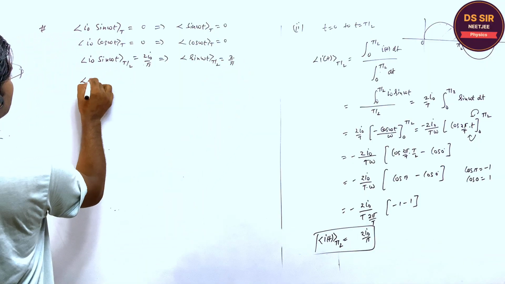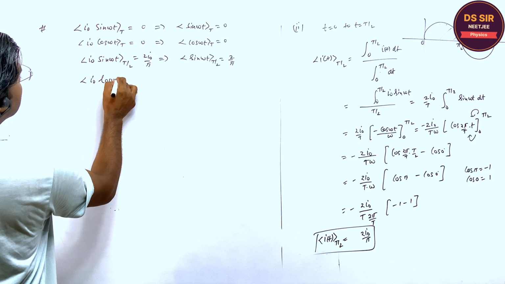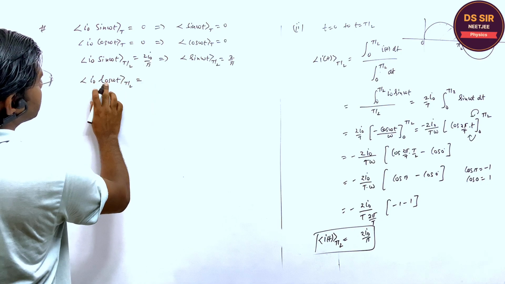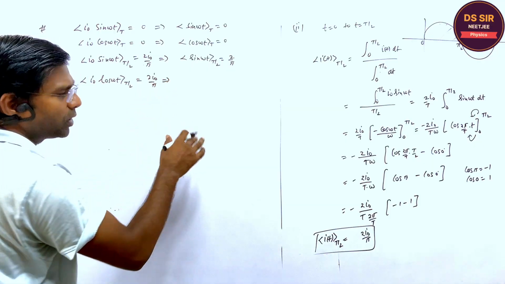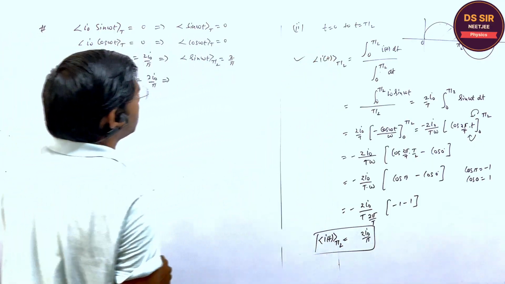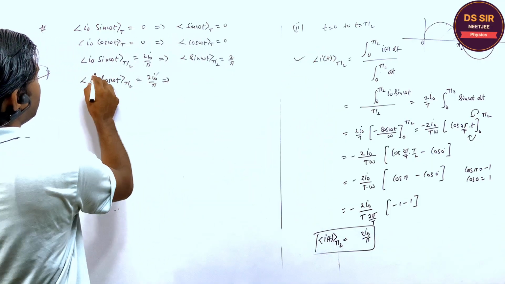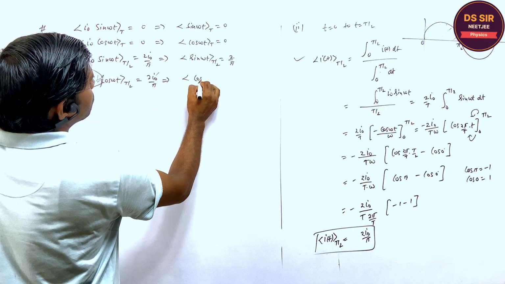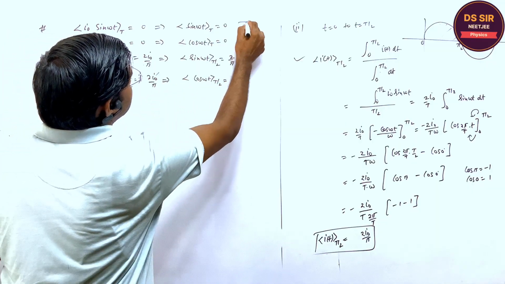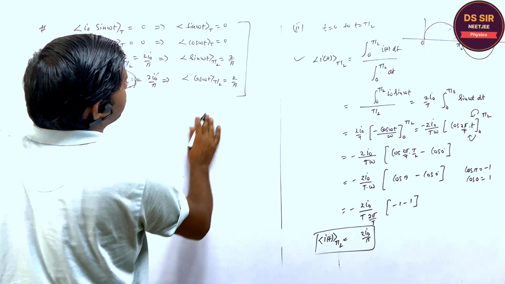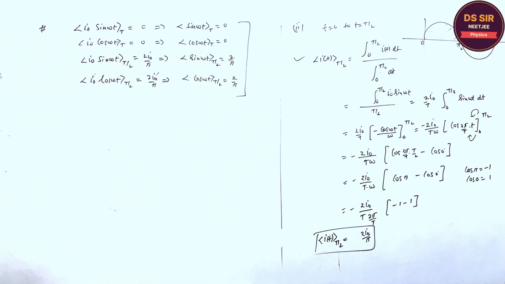In the same way, if you try to find the average value of the cos function, you will get the same kind of result. You can integrate using this formula, which implies that the I0 will cancel out. So for cos omega t, the average value is 2 upon pi. This formula you will remember. Are you getting it or not?